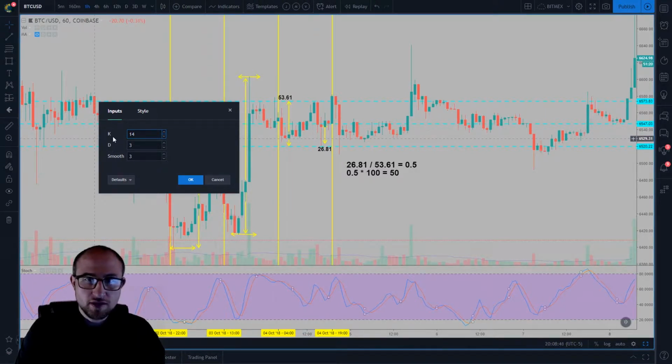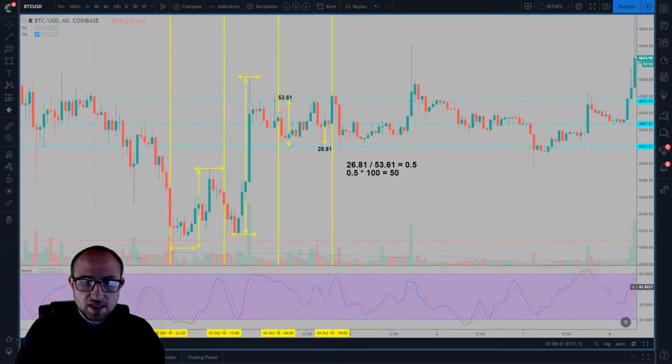D is a derivative of K, and all D is, is a 3-period moving average of K. So we can see that D lags behind K. K is indicated here by the blue line on the chart, and D is a 3-period moving average of K.